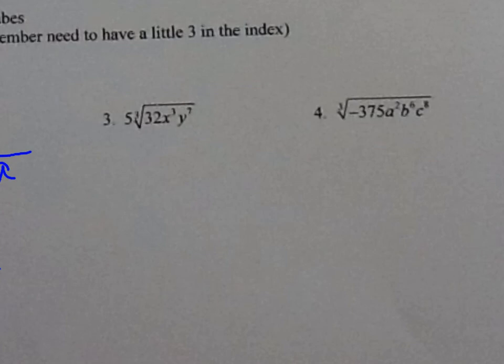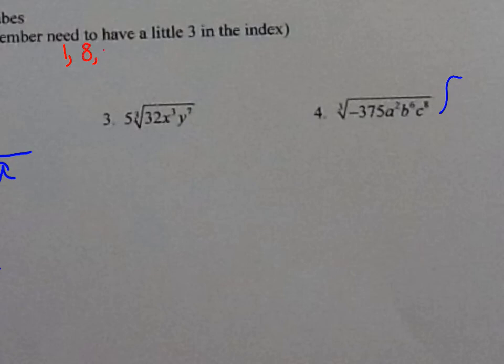All right, so on the side here, let's write down perfect cubes for numbers. So we have 1 times 1 times 1 is 1. And remember, all the negatives work too. 2 times 2 times 2 is 8.